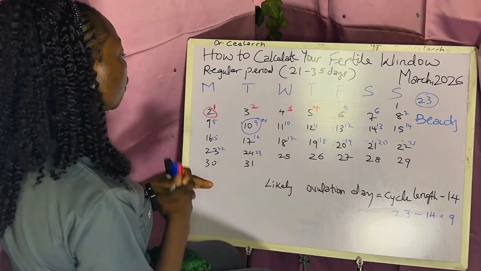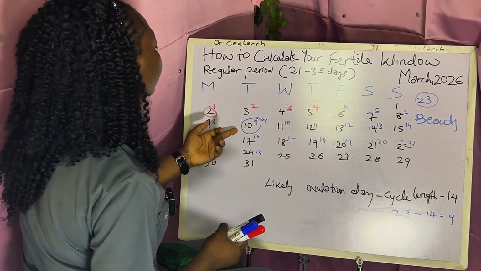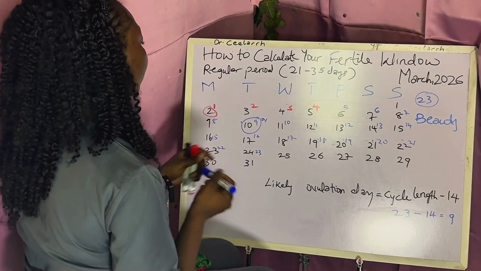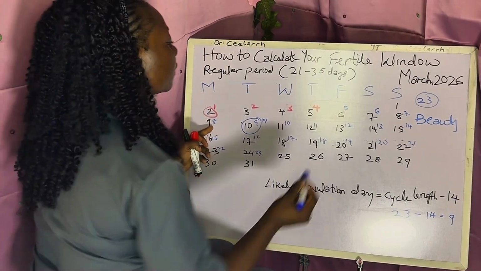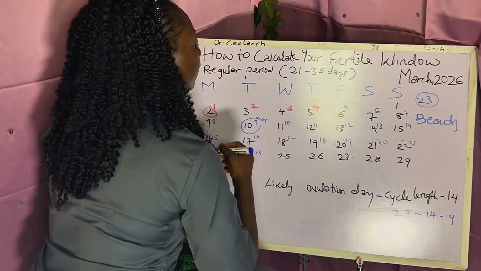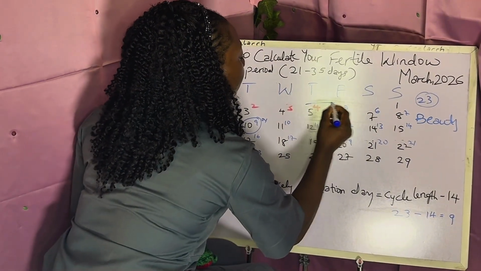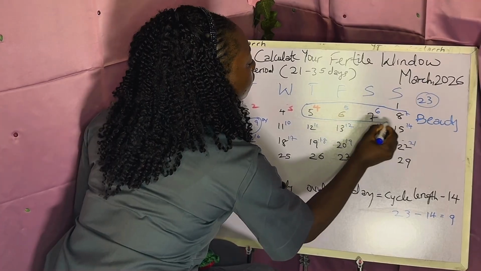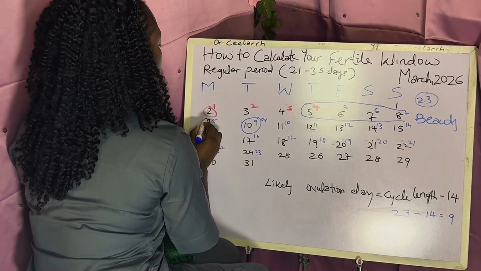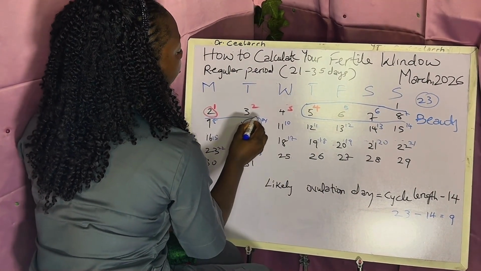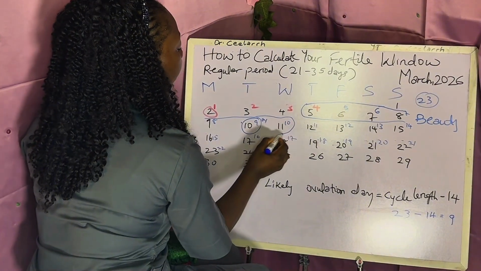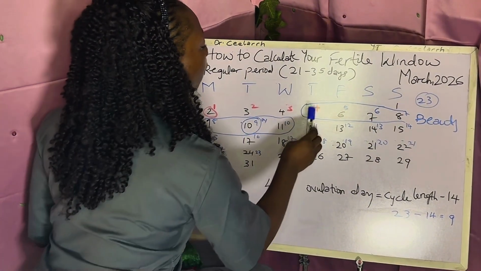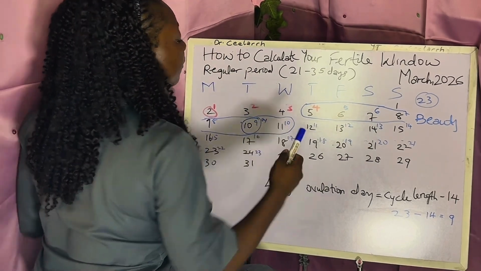So what is her fertile window? Her fertile window will be 5 days before the day she's likely to ovulate and 1 day after. So let's calculate to see what's that window. 1, 2, 3, 4, 5, counting backwards. So we now know that everything here, including the ovulation day and 1 day after ovulation, is a fertile window. And how many days are here? 1, 2, 3, 4, 5, 6, 7 days.